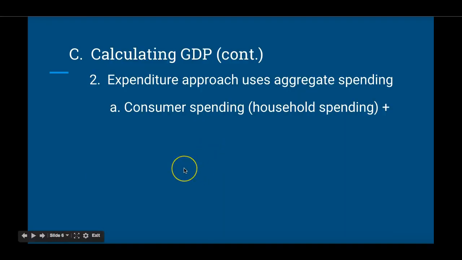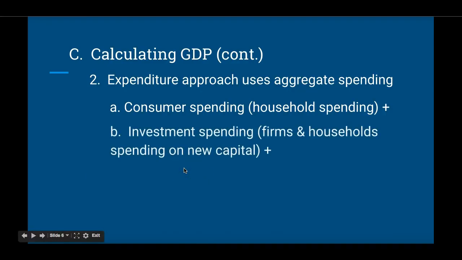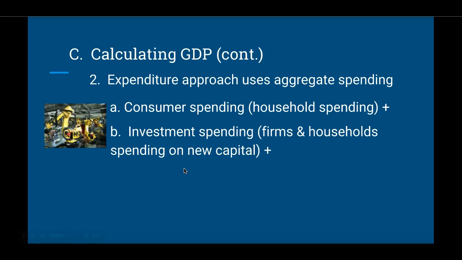So adding consumer spending to investment spending. Investment spending is going to include firms and households and anything that they spend on new capital. And remember, what is capital? Remember from way back in the beginning, capital is anything basically man-made. So capital is going to be, in this case, since we're talking about investment spending, anything that will appreciate in value over time. So for example, if you're talking about firms, we can talk about the machinery and equipment that they need to be able to produce their product over time.